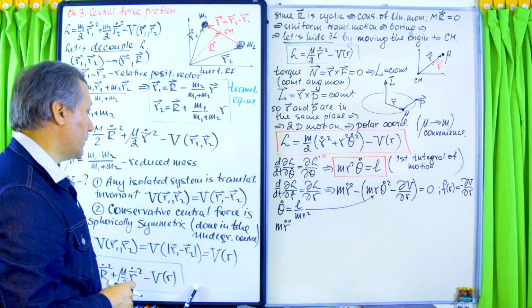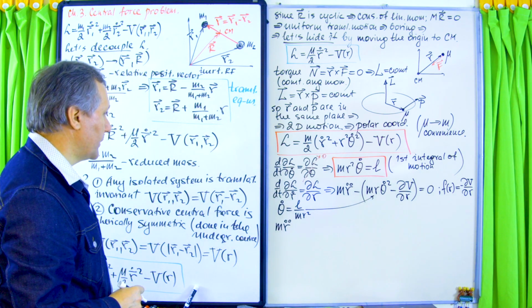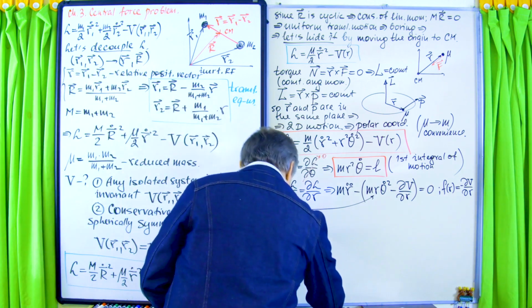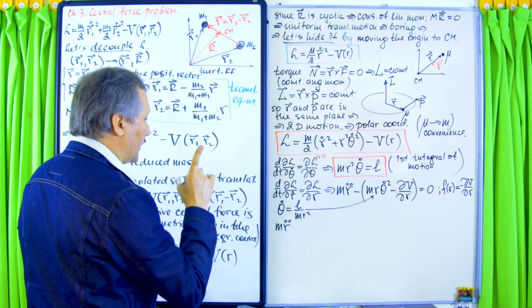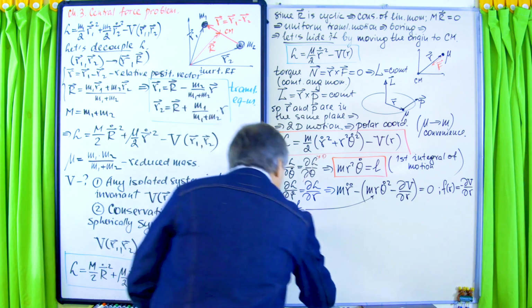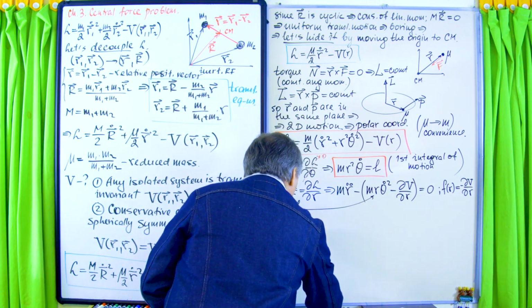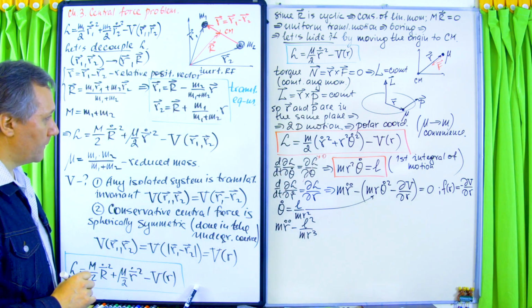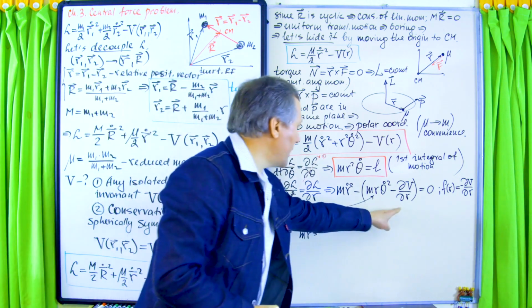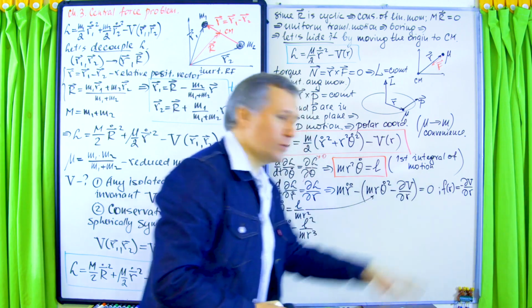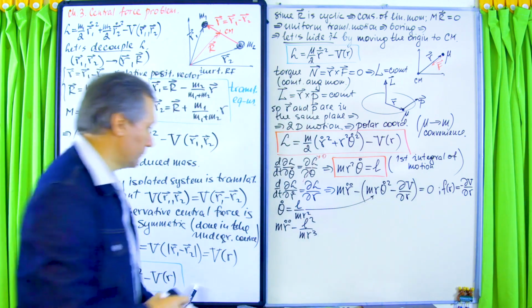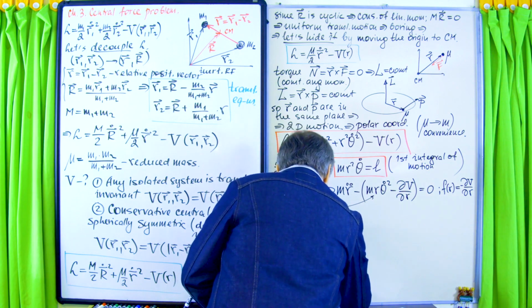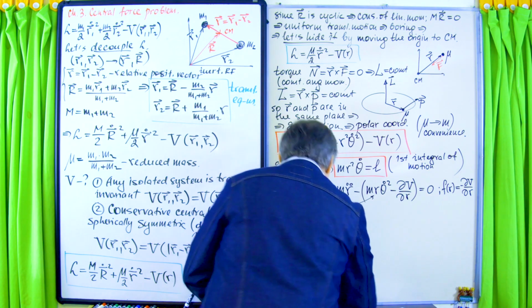Then it will be minus L squared over m r to the power of 3. Right, so this is f. If it's minus, I will move to that side with plus. F as a function of r.